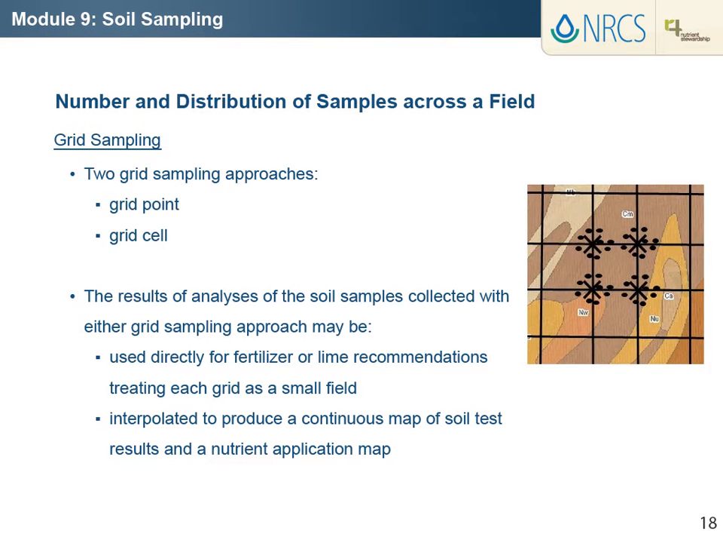The grid point approach involves collecting one composite sample made up of a number of soil cores, generally 5 to 15, from a small central area of each cell or from the intersection of the grid lines. This approach emphasizes a good representation of a small area each time samples are collected and are used to represent the entire area of a cell.